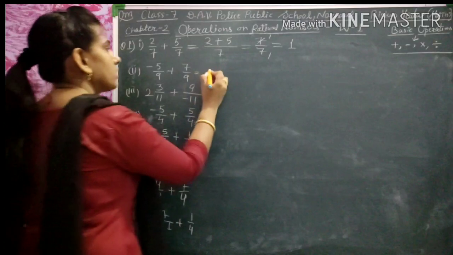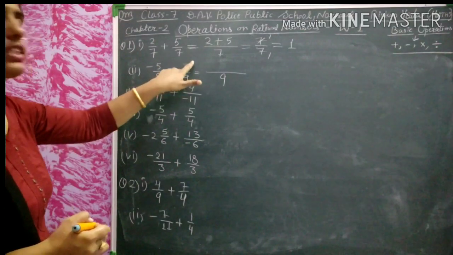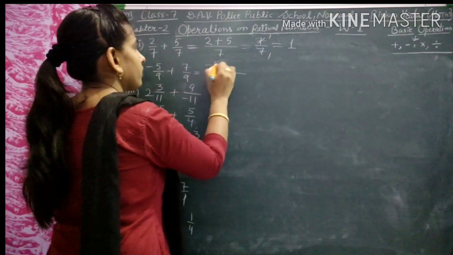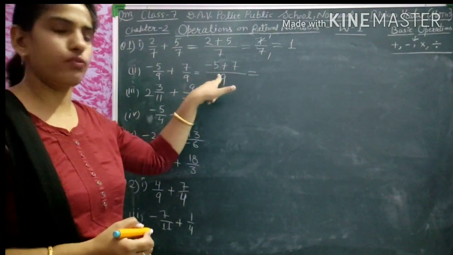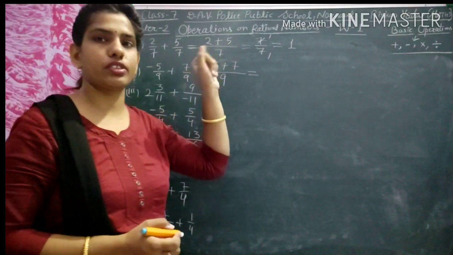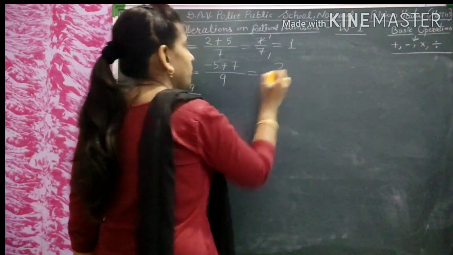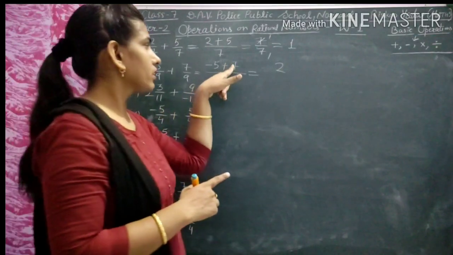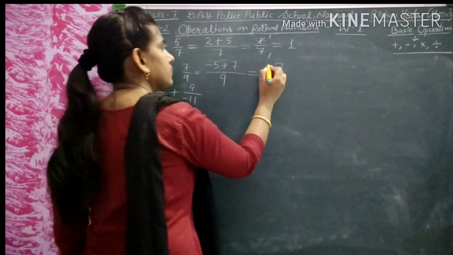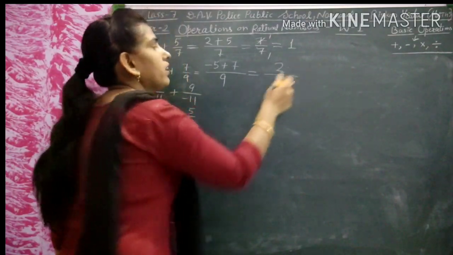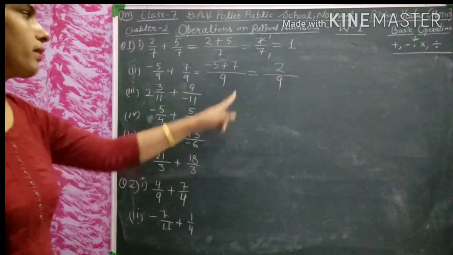And the same process, the LCM is the same there, but there is a difference here: minus 5 plus 7. Now, there are different signs. If there are different signs, then we take the difference of both the numbers. The difference between 7 and 5 is 2. And what sign will we get? The greater number's sign, and the greater number's sign is plus. So we take plus 2 by 9. And plus is the obvious sign, so we don't write it. 2 by 9 is the answer.